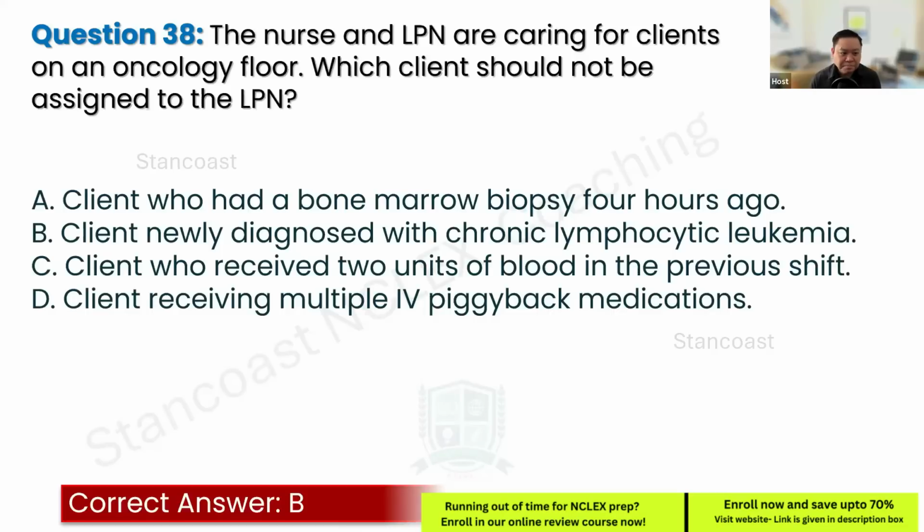And actually, it's not administering IV, but client receiving multiple IV piggyback medications, which are administered by the RN, not by the LPN. Now, I want you to remember that the client education, the assessment, and evaluations are responsibilities that should not be delegated to an LPN.